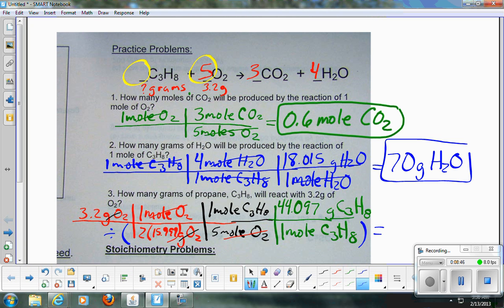So plug it through because we want to make sure everybody can do this. So times through the top. And you don't have to times by 1. If there's a 1 there, skip it. So 3.2 times 44.097. Then hit divide, parenthesis, and then times 2 times 15.999 times 5, close parenthesis. And then equal, or enter. What do we get? 0.88.